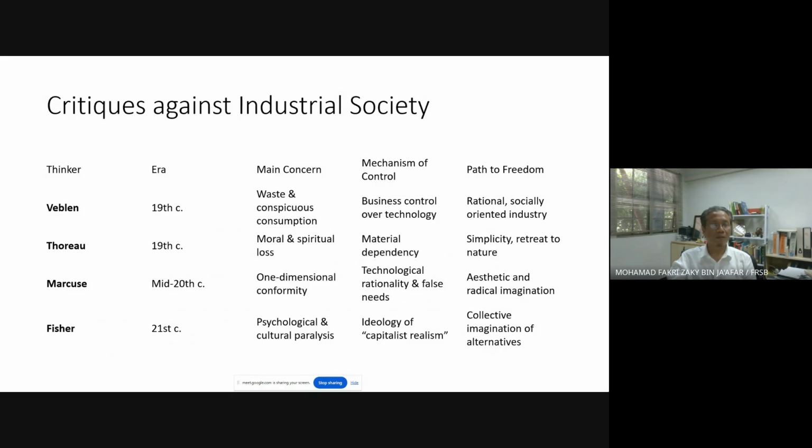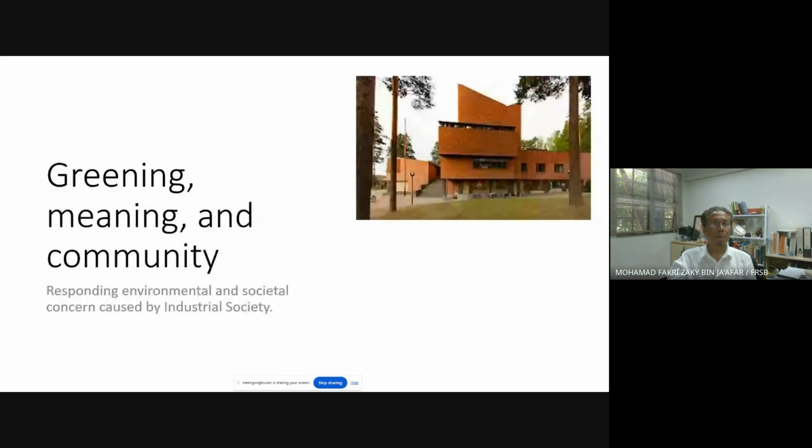There's another critic called Mark Fisher. He talks about capitalist realism. He said that now capitalism has become entrenched in society. It has entered into the domain of psychology and culture. Okay, now look at the positive aspect of it. How did architecture respond to this criticism? There are environmental responses and societal responses, proposed by architects and thinkers alike.